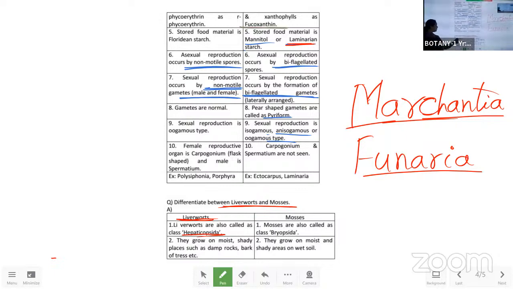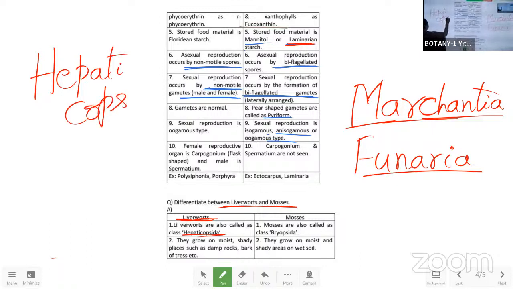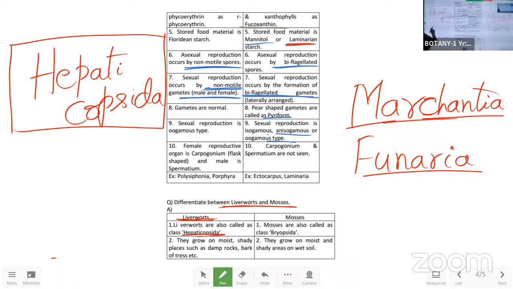So think of liverwort as a pet name for the class. We have pet names, what mom calls us. Like that here also. So the class name is Hepaticopsida. This is the liverworts' scientific name for the class, Hepaticopsida. And the mosses are also called Bryopsida, because they belong to the division Bryophyta. So the class name is Bryopsida.